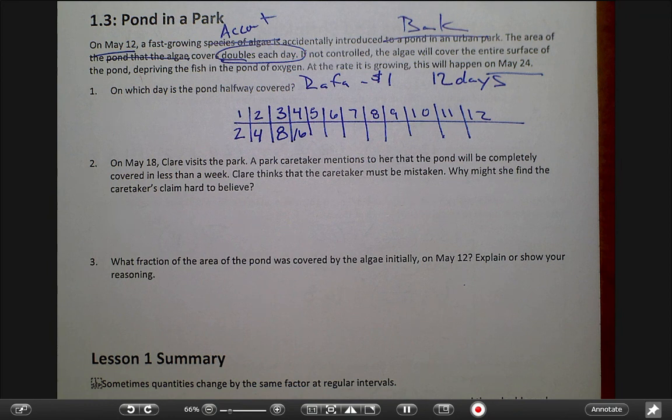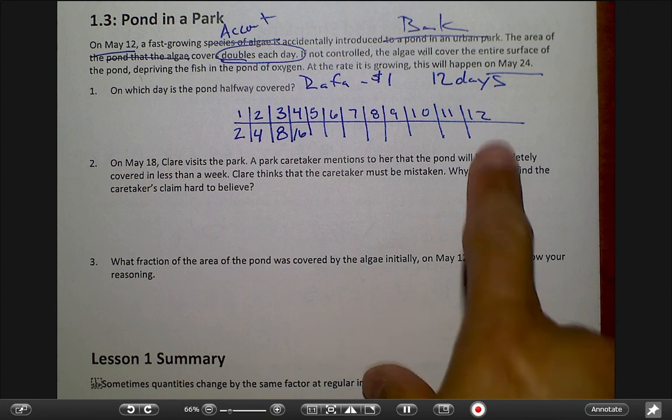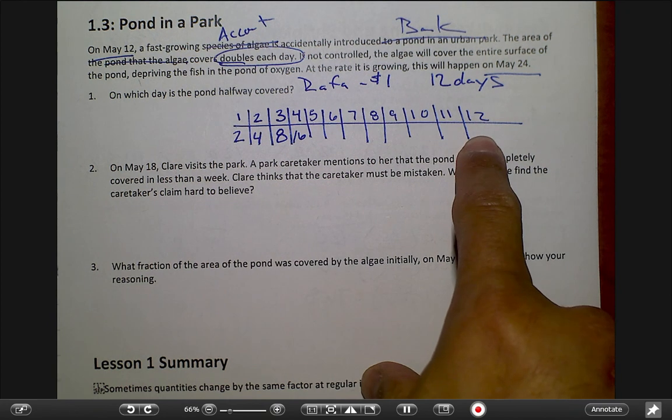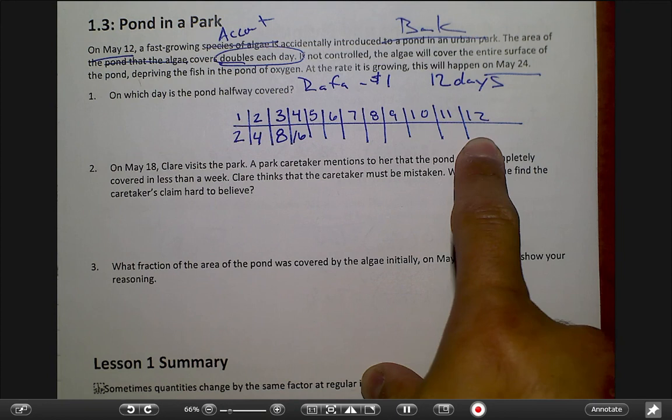Okay, 12 days. Finish the table. I finished it. I bet you're wrong. It's $2,048. Bet. On what day? No, you're wrong. The 12th day, which is May 24th.